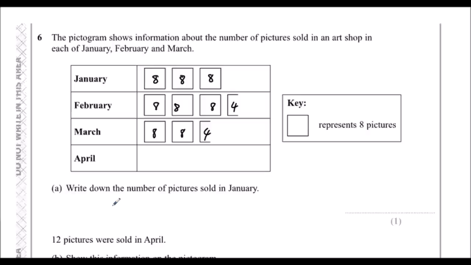Write down the number of pictures sold in January. So 8 plus 8 plus 8. That's 24.